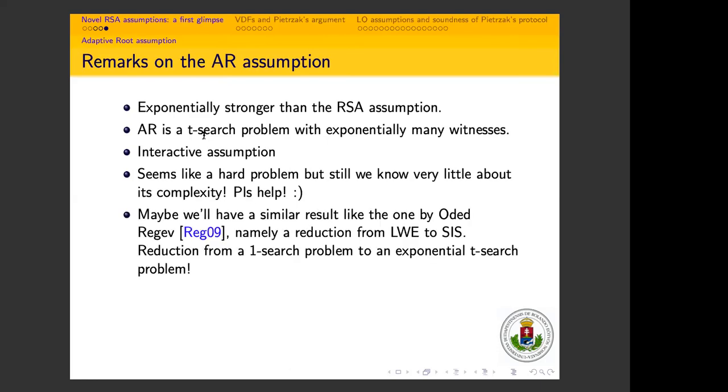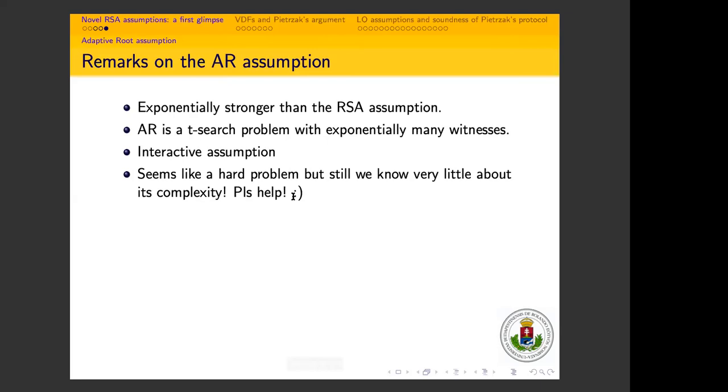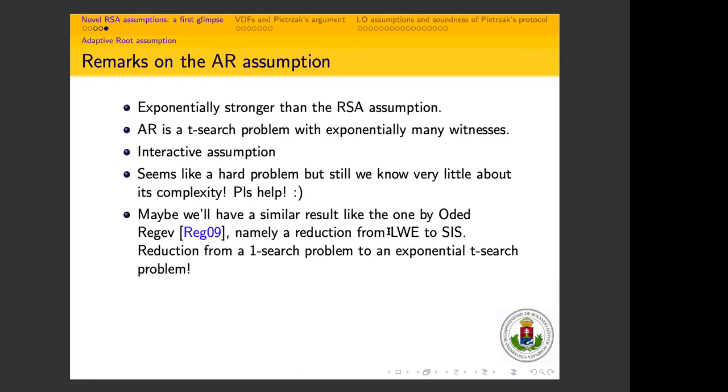And just to give an analogy, we have a similar result. Even though Goldwasser says that it's not a nice assumption, we saw something really similar in lattice-based crypto, because LWE is a search problem, and it was reduced to the shortest integer solution problem, which is an exponential-time search problem. And this paper by Oded Regev is super famous.